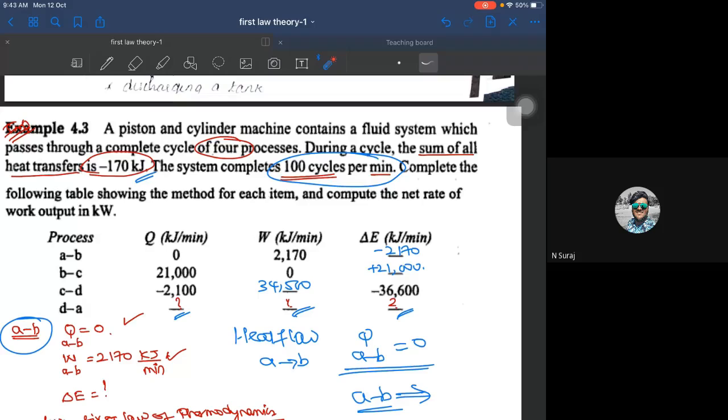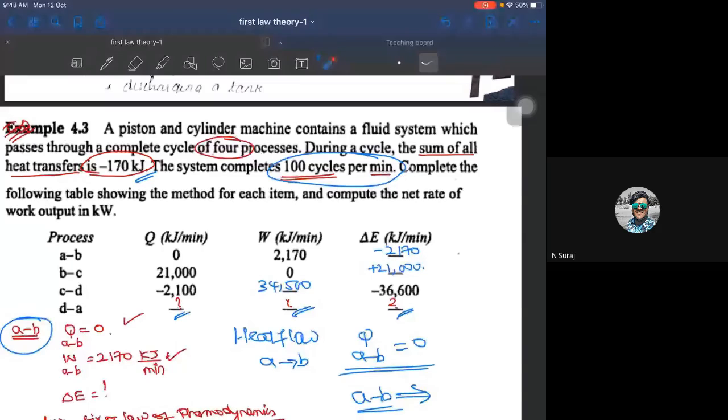Be very careful about the units. He has mentioned it as kilojoules, and all other units are in kilojoules per minute. So in order to convert kilojoules to kilojoules per minute, he has given the additional information that the system completes 100 cycles per minute. That means you have to multiply 170 with 100 cycles, so your unit corresponds to kilojoules per minute. So that is what we have done at the last.